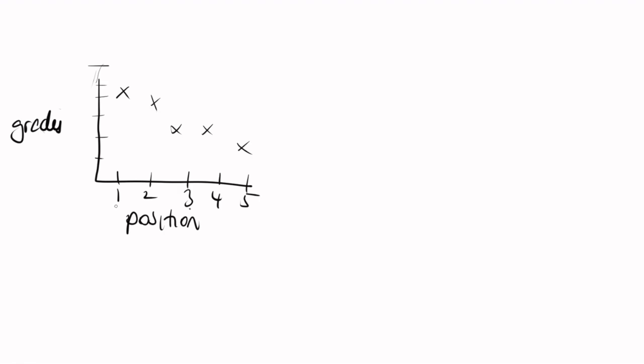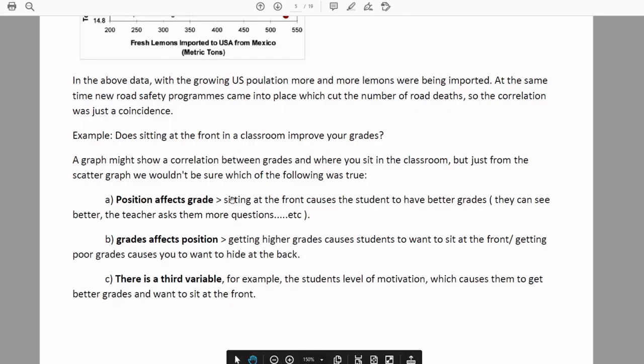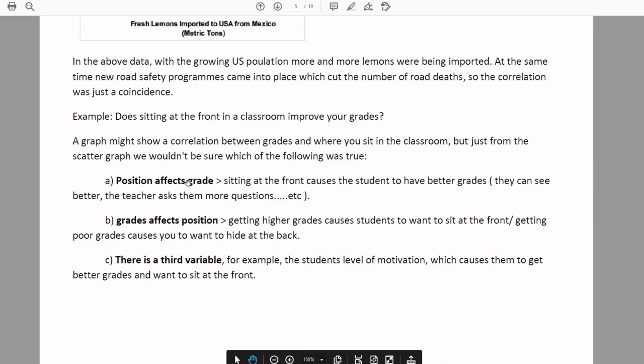So the idea being that if you sit in the first row, your grades will be higher, and if you sit at the back, your grades would be lower. Something like that. Now, I'm not sure that's true in our school, but it could be. And if we go back, there's some various things that we could think about. Maybe it is the position that's affecting the grade. So basically, all you would have to do if you wanted to improve your grade is go and sit at the front, because that's the factor that's going to give you good grades. Yeah, sitting at the front.